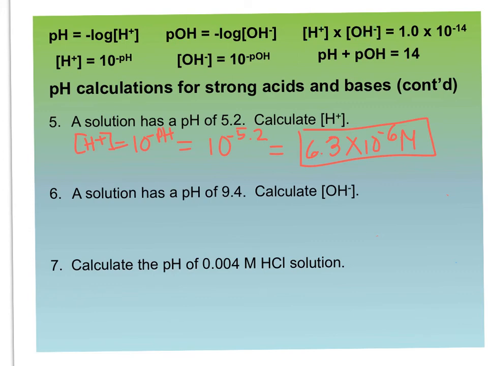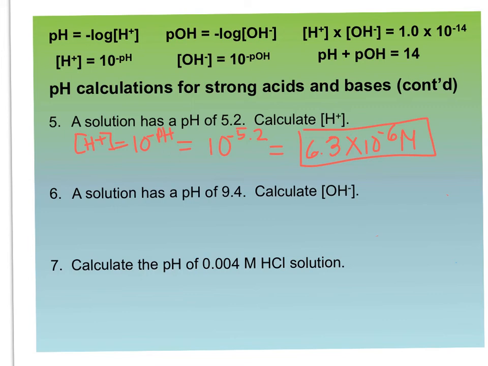That's the first method. The second method, since we have the pH, we can find the pOH by using this equation. So we have the pH, we can solve for the pOH. And then once we have the pOH, we can use this equation to find the OH minus concentration. Again, I prefer the second method because adding and subtracting is easier than multiplying and dividing, but both methods will get you the same exact answer.